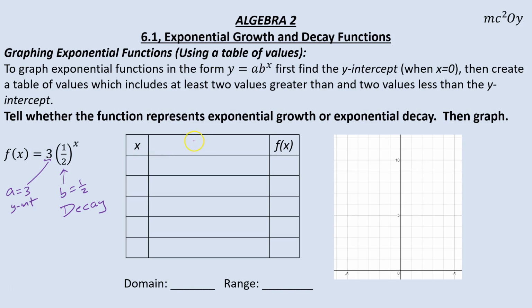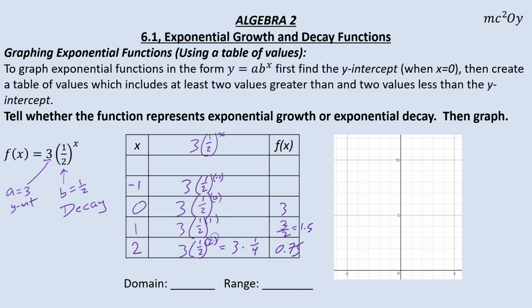Okay, and so if I'm going to go ahead and put 0 there, 3 times 1/2 to the 0, that's 3. 3 times 1/2 to the first, that's 3 times 1/2 to the first, or 3/2, also known as 1.5. 2, 3 times 1/2 to the second, which is 3 times 1/4, which is 0.75. And then negative 1, 3 times 1/2 to the negative first.